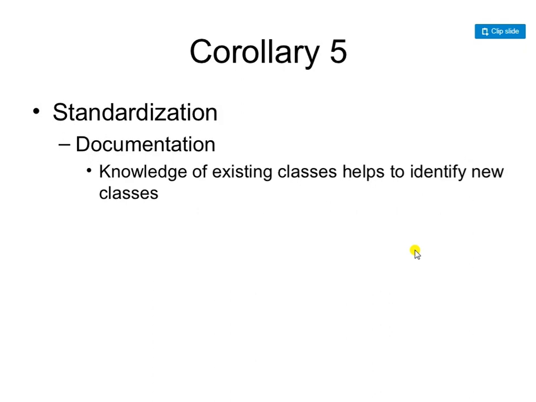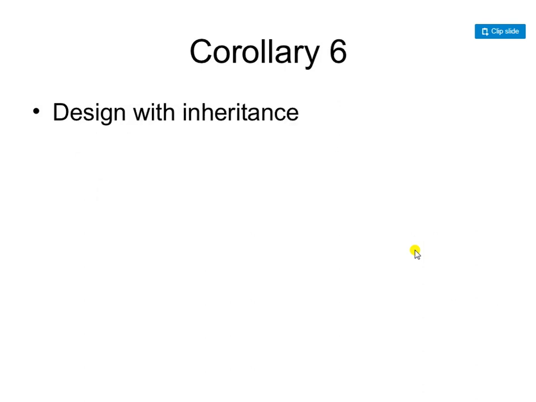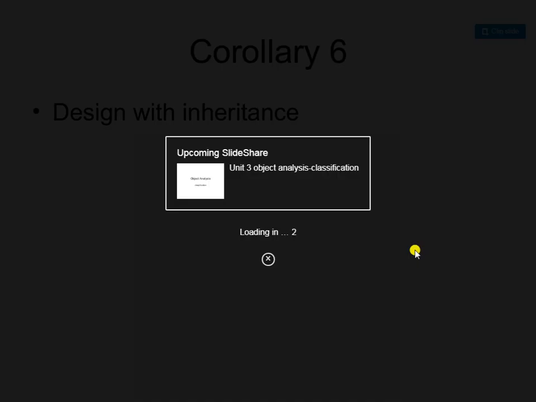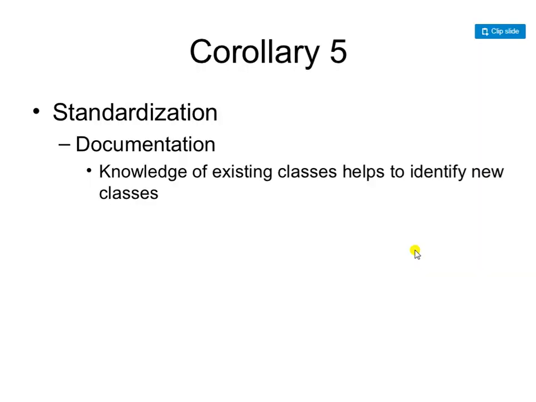Then rule number 5, that is corollary 5, which indicates standardization. Standardization can be done with the help of documentation, since knowledge of existing classes helps to identify new classes. Then corollary 6, rule number 6, which is related to design with inheritance. So these are some of the corollaries.